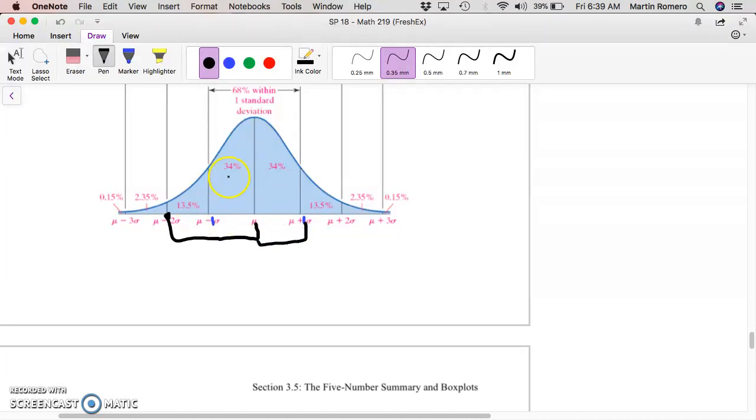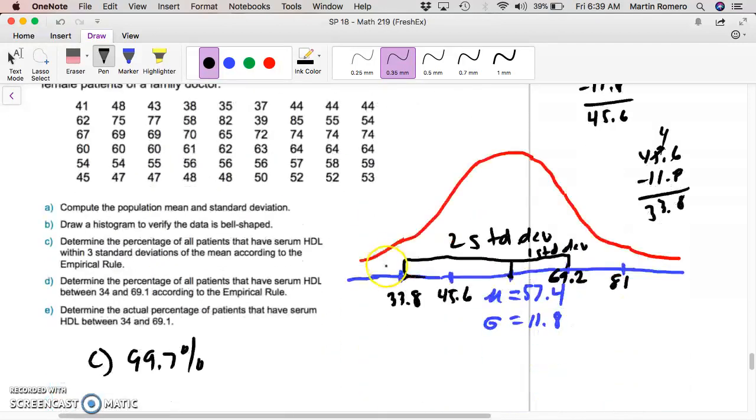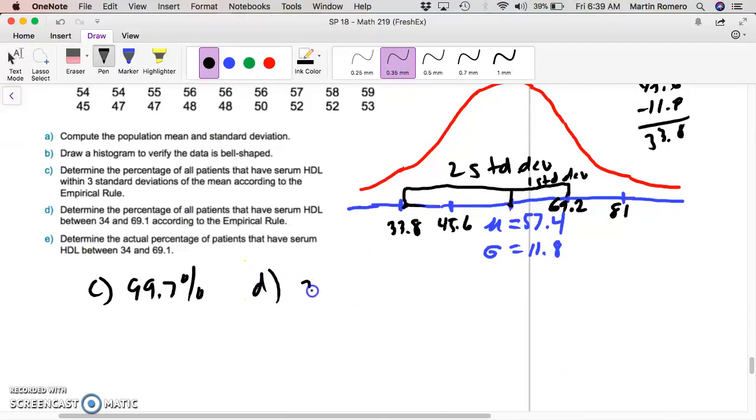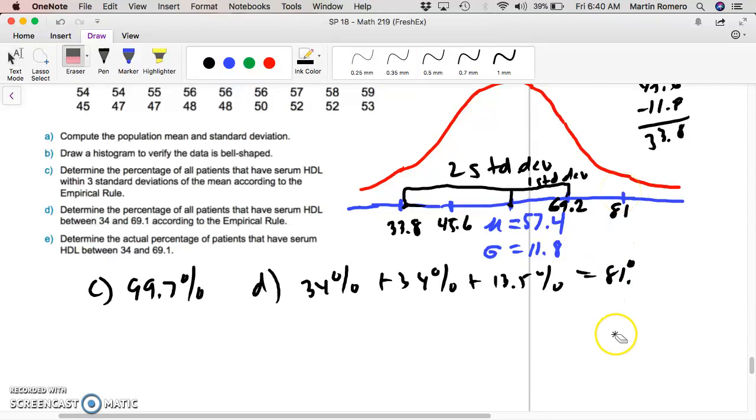So we can add up those percents. It's going to be 34 plus 34 plus 13.5, and that's the answer for D. It'll be 34% plus 34% plus 13.5%. You add those up: that's 68, 78, 81.5%. Again, it's an approximation because we don't have the exact values there, but it's going to be 81.5%, and that's the answer.